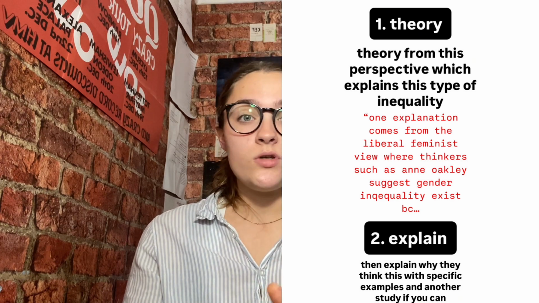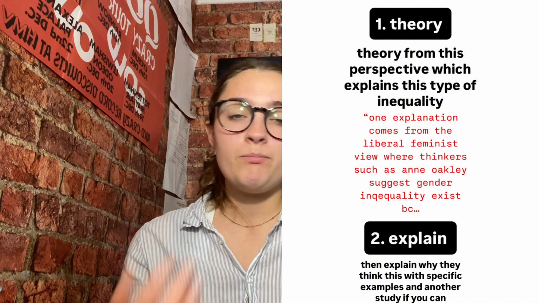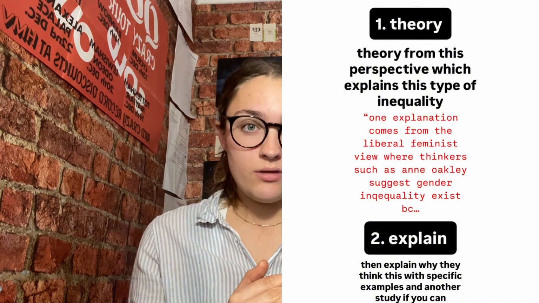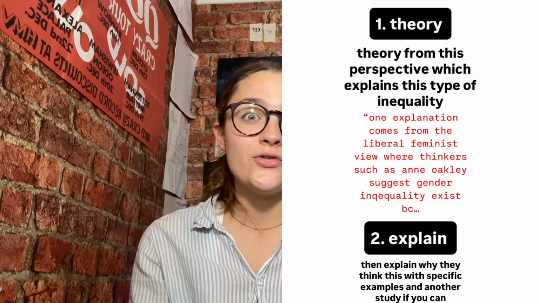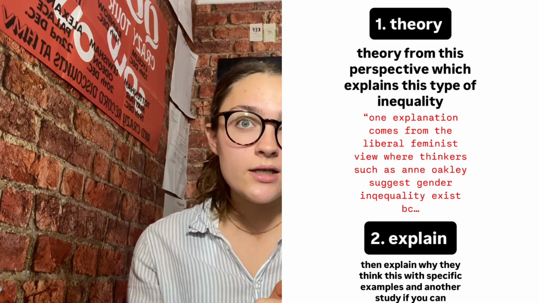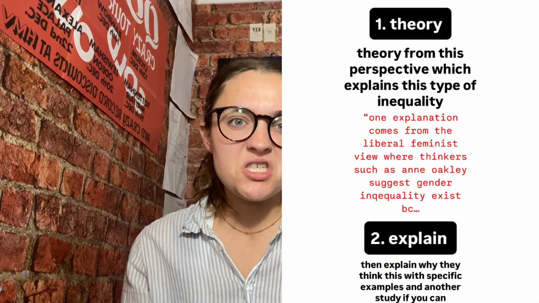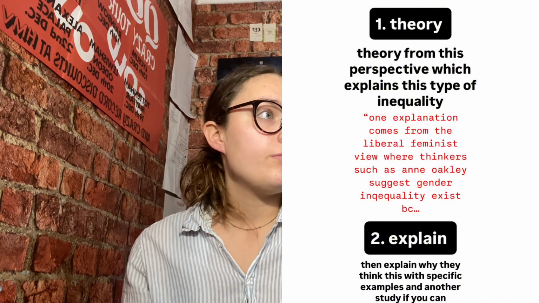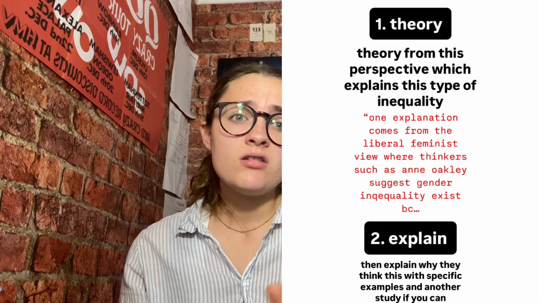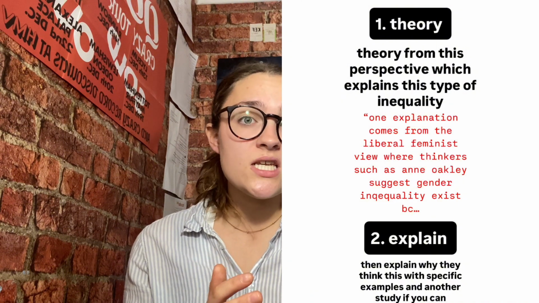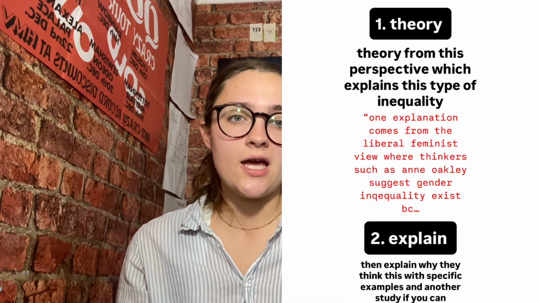Again, I would use contemporary evidence and doubling up using another theory. So if I'm talking about liberal feminists, I'm probably going to choose another liberal feminist to back up Oakley. Or I'd use contemporary information. So I might give some statistics on the number of women in childcare professions. It doesn't even have to be statistics, just the trend. So more women are in childcare professions.